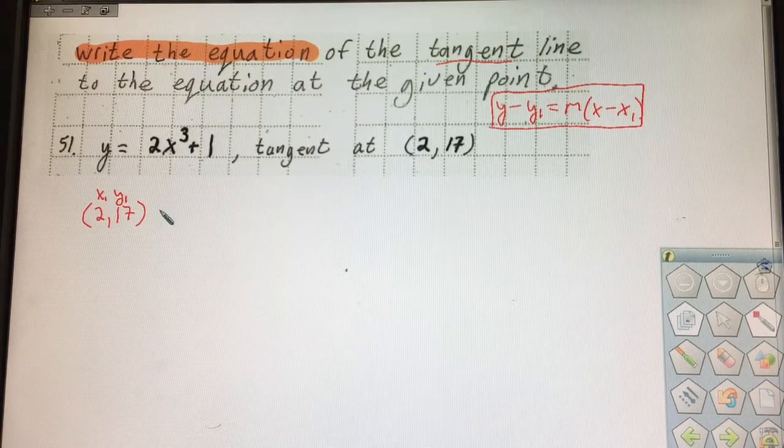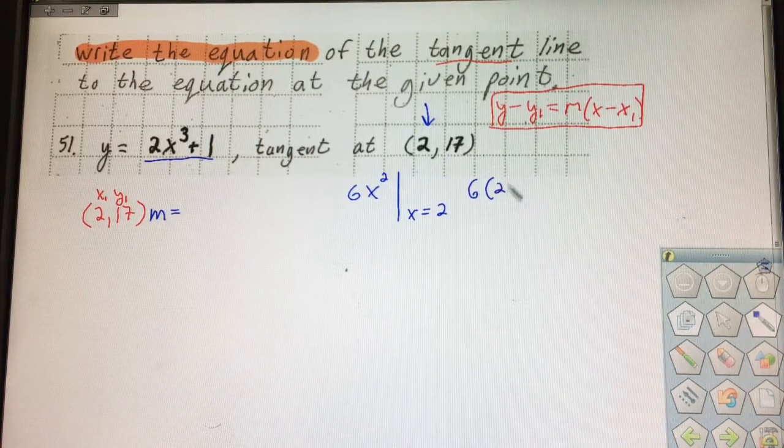Now, all I need to write the equation is this thing called the slope. And there are 3 ideas in calculus: limits, which is closeness, antiderivatives, which is area, and the derivative, which is slope. So in order to find my slope, I need to take the derivative of this at x equals 2. The derivative of this is 6x squared at x equals 2. That's 4 times 6, 24.